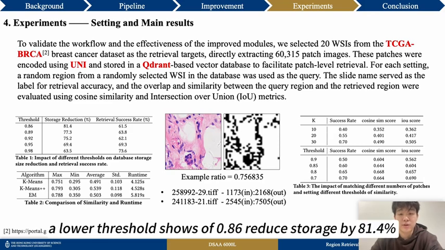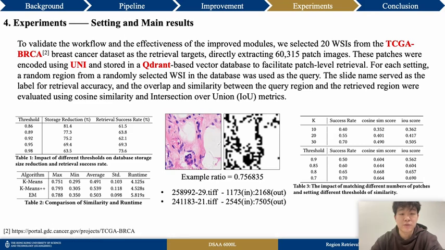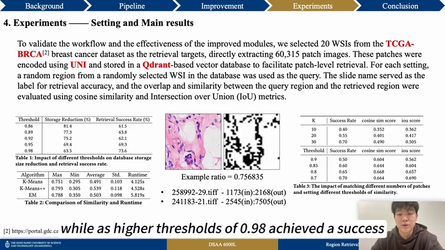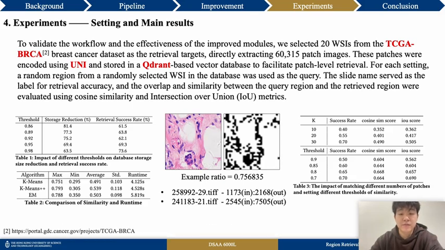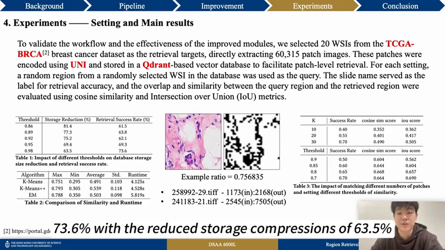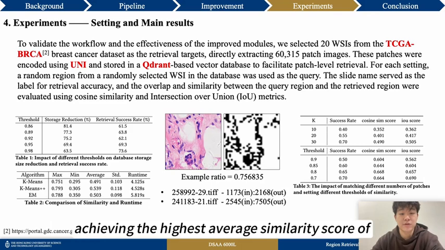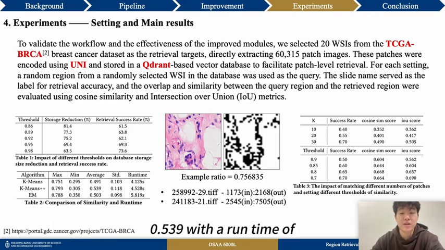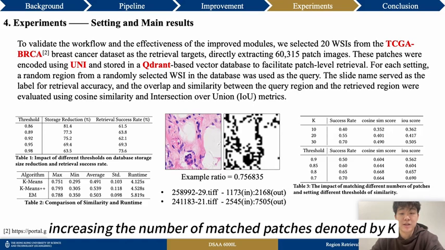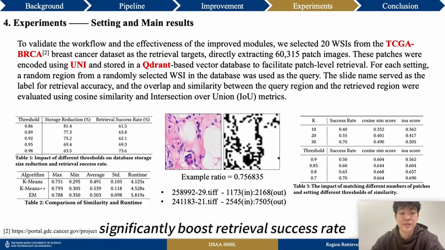For example, a lower threshold of 0.86 reduced storage by 81.4%, but results in a retrieval success rate of 61.5%, while a higher threshold of 0.98 achieved a success rate of 73.6% with a reduced storage compression of 63.5%. Second, we compared the performance of K-means, K-means++, and the EM algorithms. K-means++ stood out, achieving the highest average similarity score of 0.539 with a runtime of 4.528 seconds. Lastly, increasing the number of matched patches, denoted by K, significantly boosts retrieval success rate.